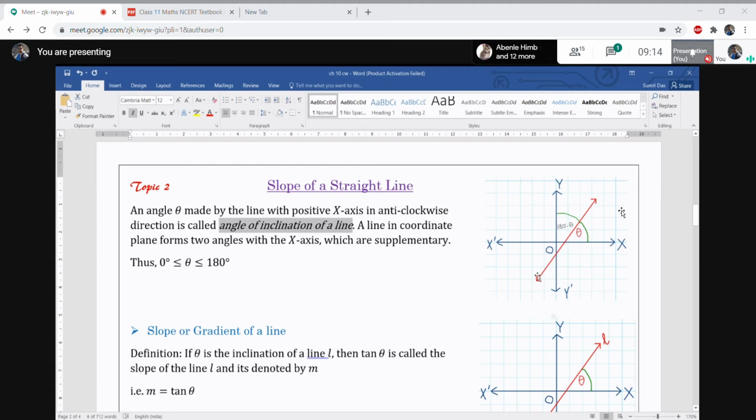So if a line makes some angle, say theta, with the positive x-axis anti-clockwise, then this angle is called the angle of inclination. A line in the coordinate plane forms two angles. Look at the red line making theta angle with the x-axis, right? At the same time it will make some angle with the y-axis also. Understood?